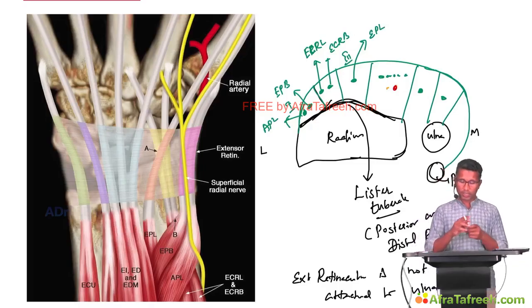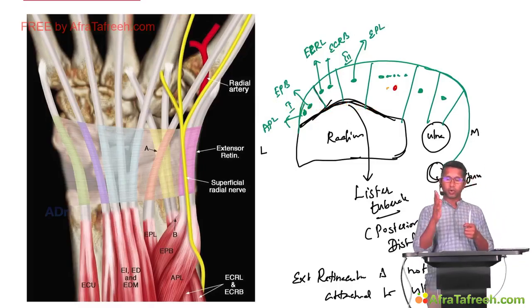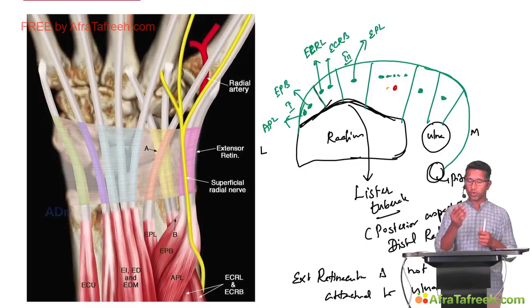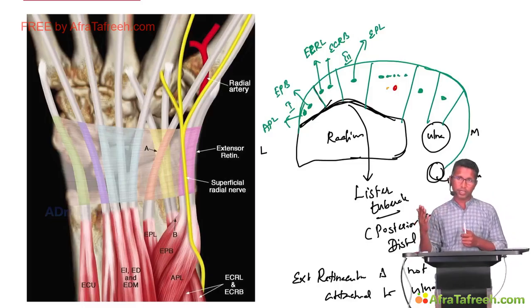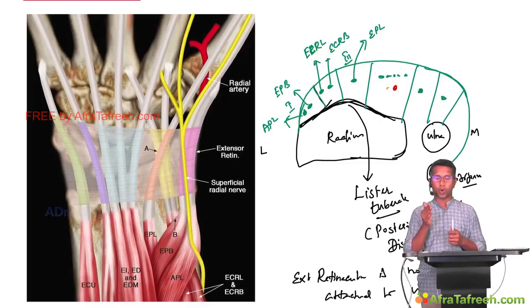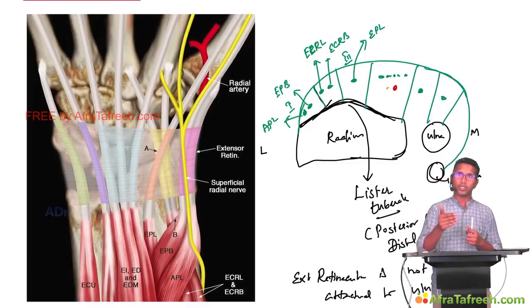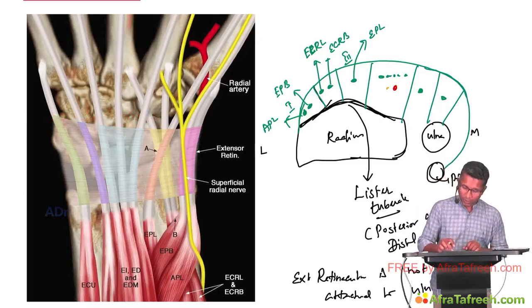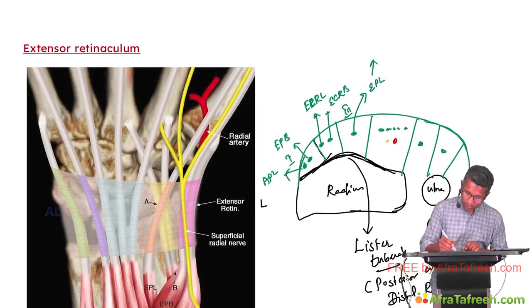Okay, so pollicis is thumb. Extensor pollicis longus is the muscle which is going to the distal phalanx. It is coming from the extensor deep compartment. It turns around the Lister's tubercle. If somebody asks you what is the muscle which is turning around the Lister's tubercle, this muscle turns around the Lister's tubercle.